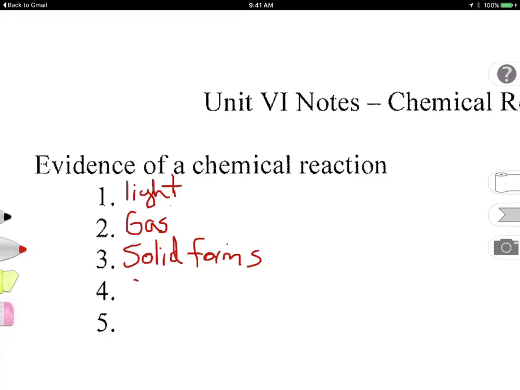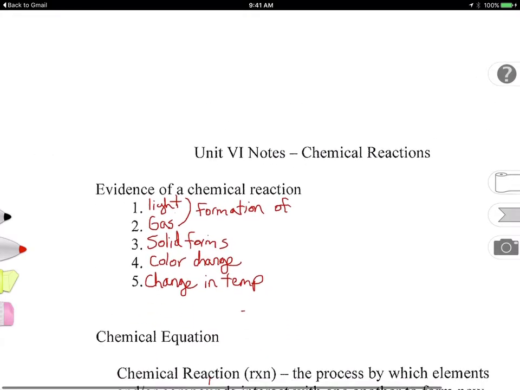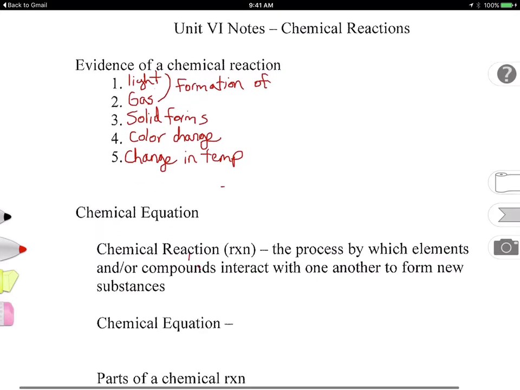Let's see here, a color change or a change in your temperature. Let me go back up here to the last two and put formation of. So formation of light, formation of a gas, solid forming, color changes, change in a temperature. And that we actually did our very first unit. So you've seen those before.